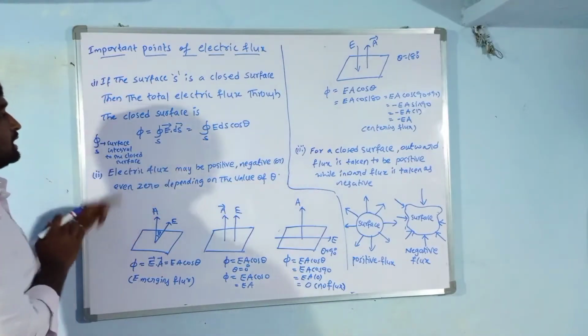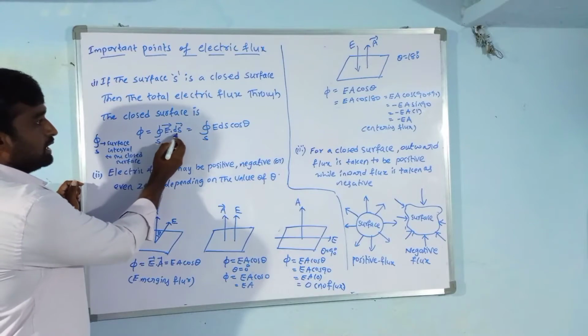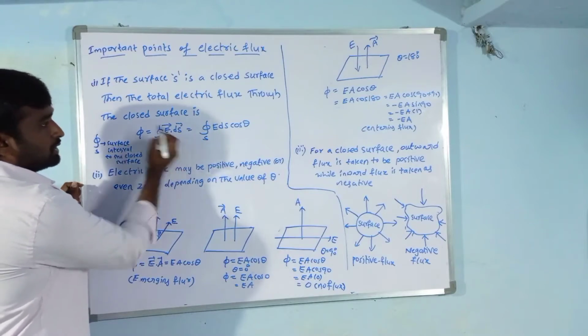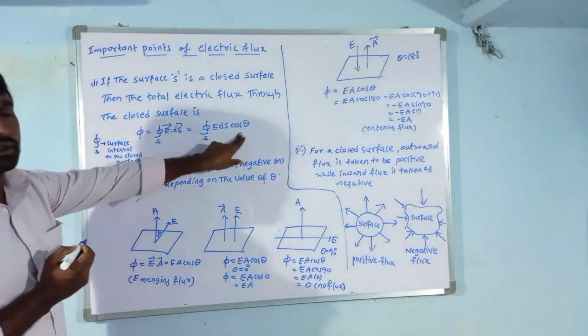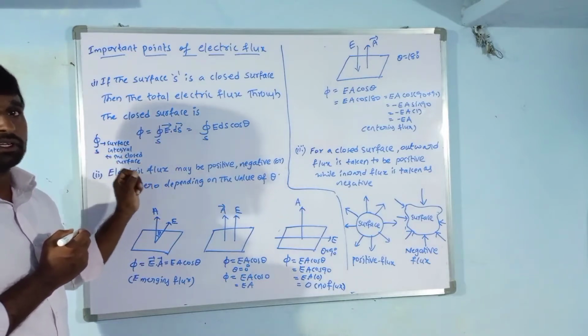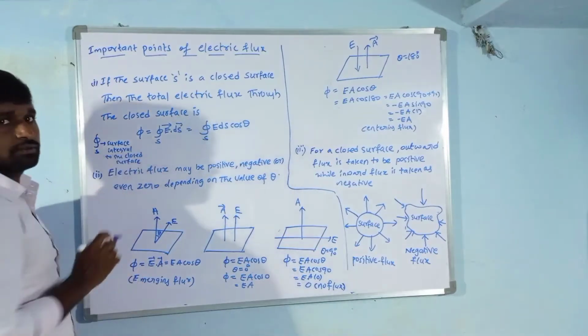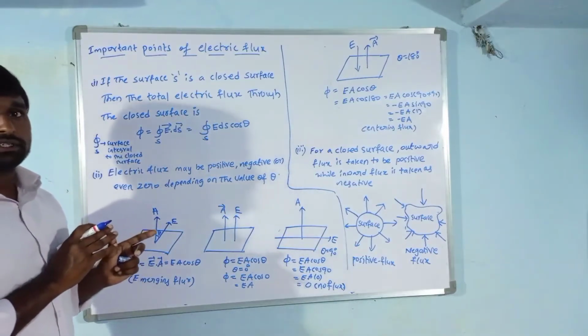See here, phi is equal to the surface integral for the closed surface of E dot dS, equal to, when we remove this dot, we can take cos theta. Why? Because this product is a scalar product. In a scalar product we have to take cos theta. Now this is the electric flux for any closed surface.